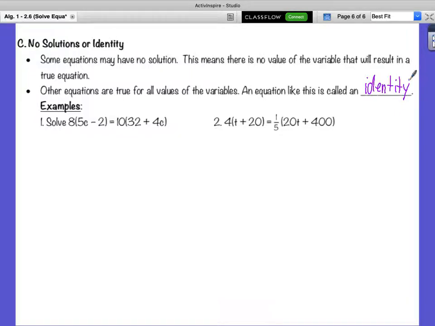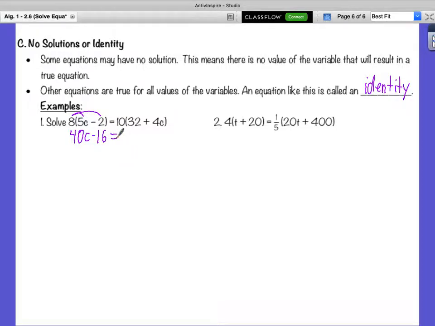How would we start this problem? Distribute 8 and 10. Right? Distribute 8 on the left side and 10 on the right side, okay? 8 times 5c is what, Zach? 8 times 5 is 40. So we have 40c. Okay, and what's 8 times negative 2? Go, Zach. 8 times negative 2. Negative 16. Very good.